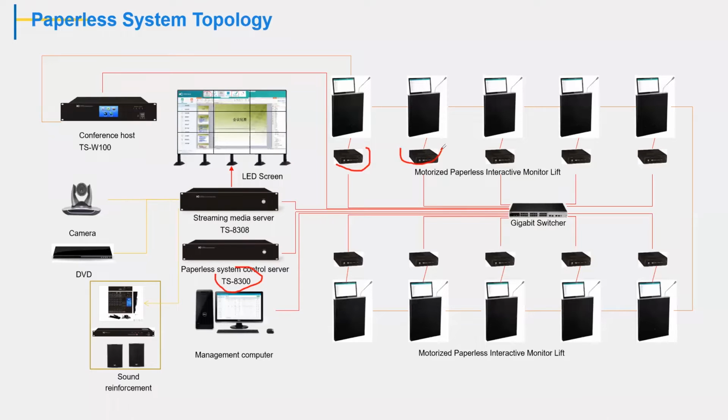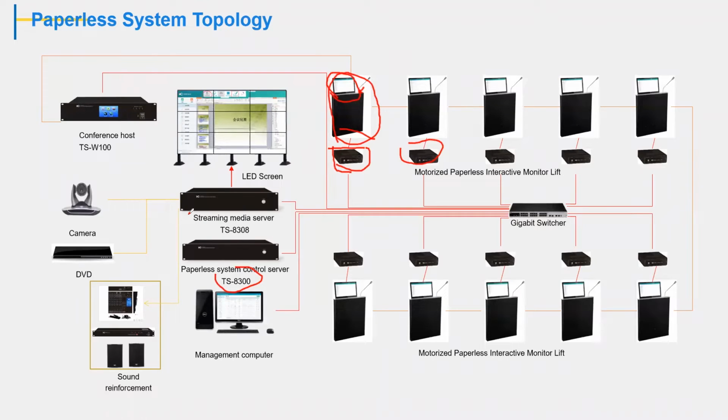This will be the terminal, this small box. Actually this small box is a mini PC. You can consider it as a Windows operating system PC. Then with this intelligent screen lift, it combines into a paperless system. This screen is also touchable, and you can choose to use the microphone to have the meeting, or if you don't need a microphone, we will provide you another model without a microphone.